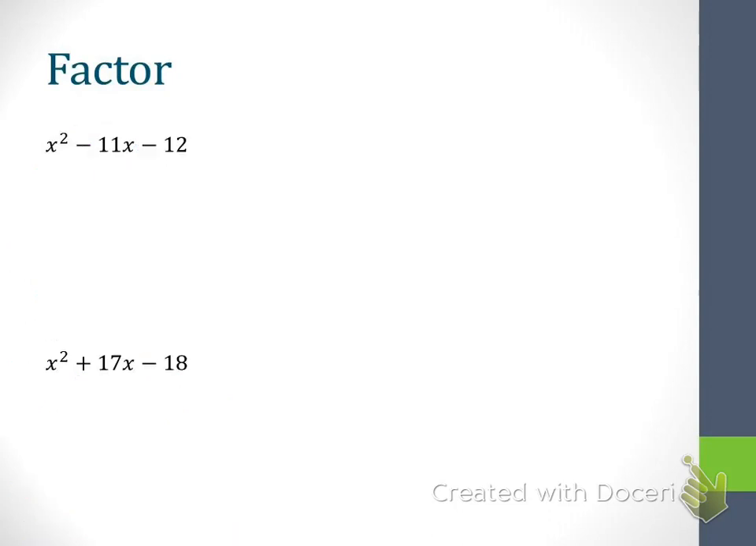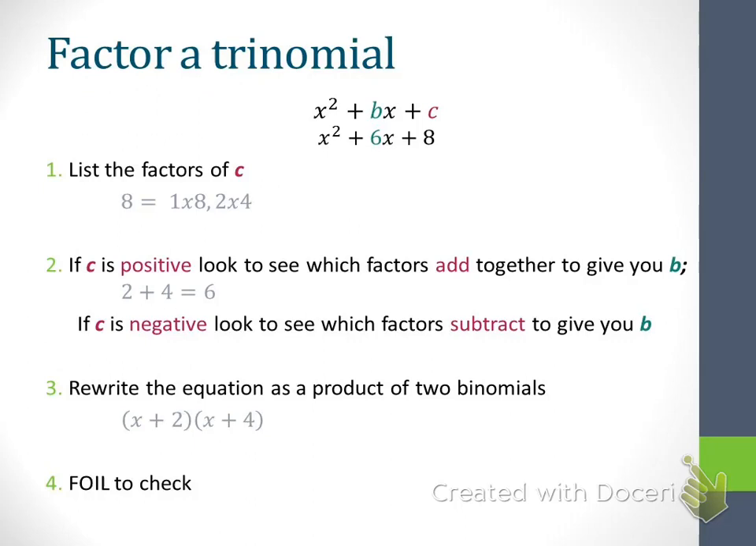Okay? I'm going to flip back really quickly here to that very first page where I had all the instructions. All right, let's look at this. It says, if C is a negative number, look to see which factors subtract to give you B. Okay? Keep that in mind.